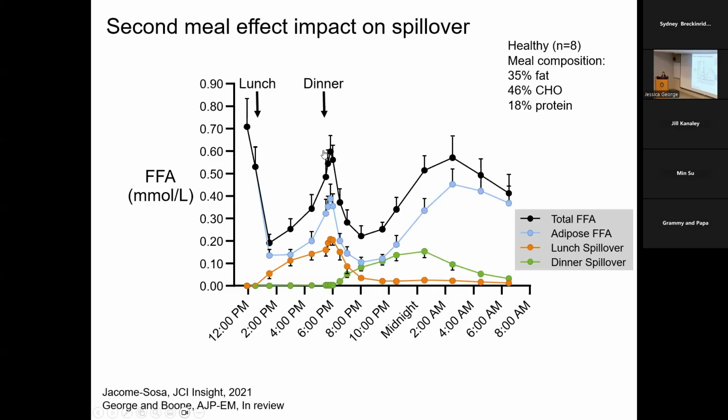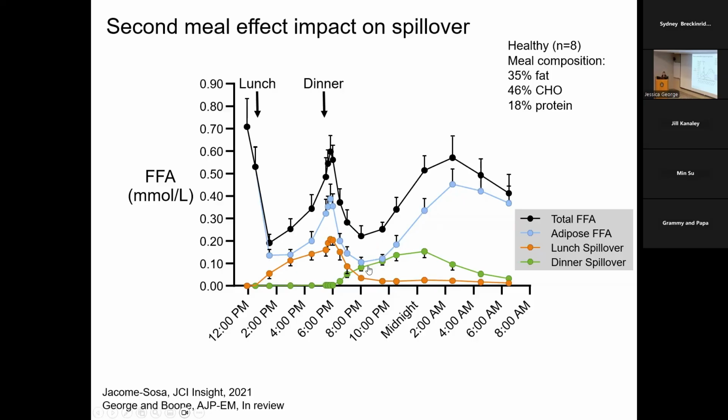In the black is total FFA, and what we can see is that it's falling and coming back. This is comprised of what's coming from adipose in the blue, lunch in the orange, and dinner in the green. Few people are aware that meal fatty acids contribute to the total FFA pool, and before adipose fatty acids are suppressed, spillover of meal fat is peaking right when we don't want them to. When adipose is contributing the most, that's also when we're getting the most fatty acids from the meal. And so this ends up almost doubling our total free fatty acid concentration.